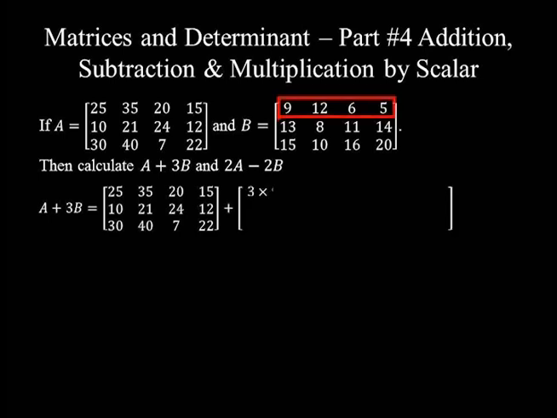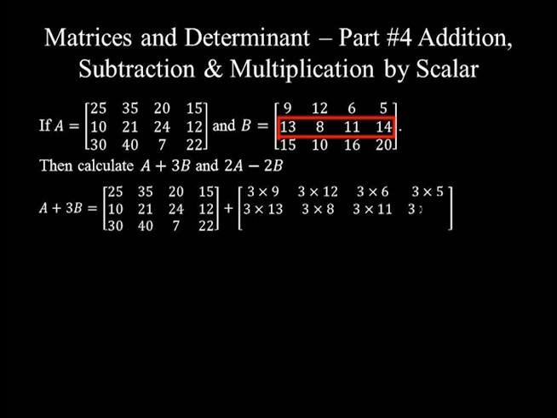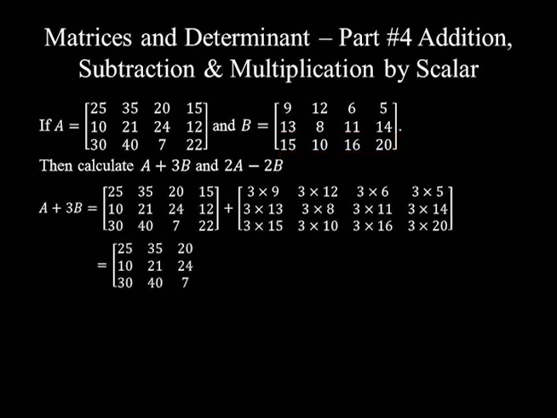That's 3 times 9, 3 times 12, 3 times 6, 3 times 5 for row 1 elements, 3 times 13, 3 times 8, 3 times 11, and 3 times 14 for row 2 elements, 3 times 15, 3 times 10, 3 times 16, and 3 times 20 for row 3 elements, which is equal to matrix A plus the second matrix.